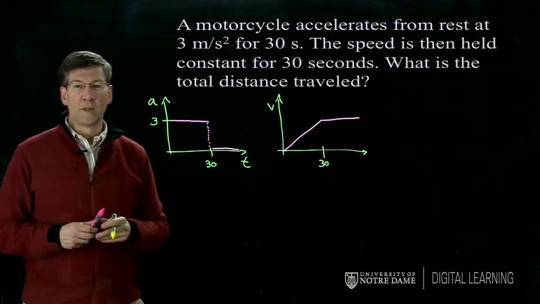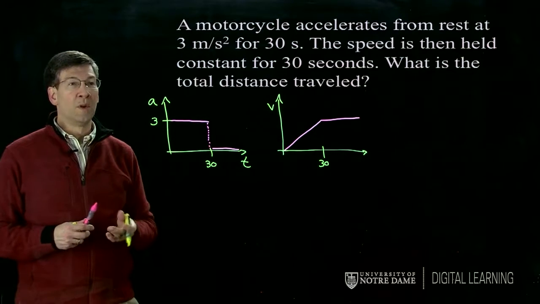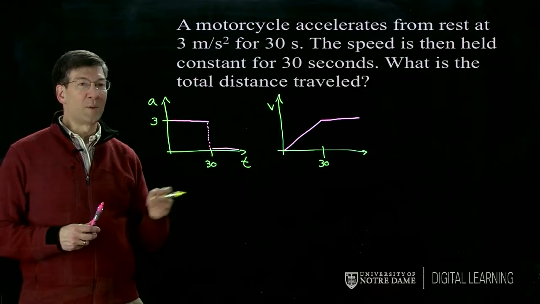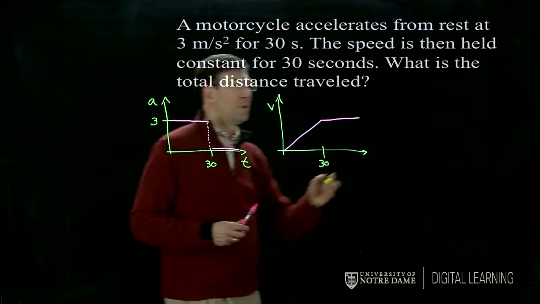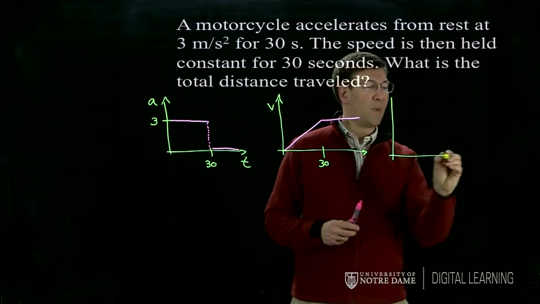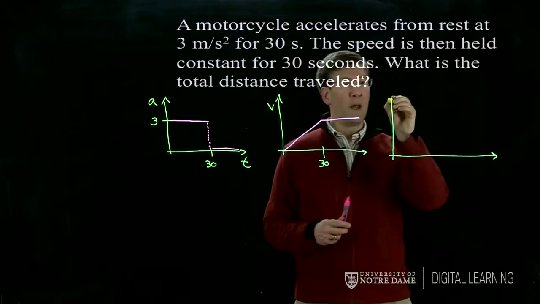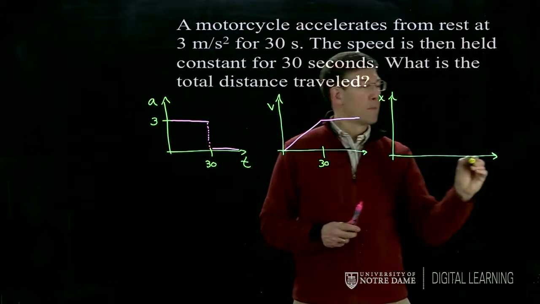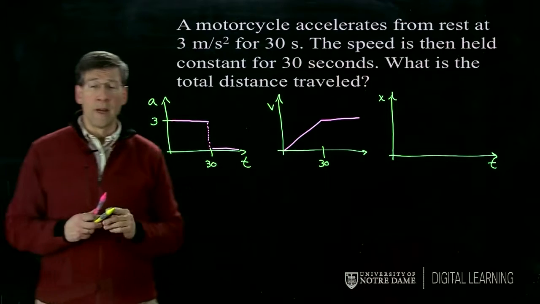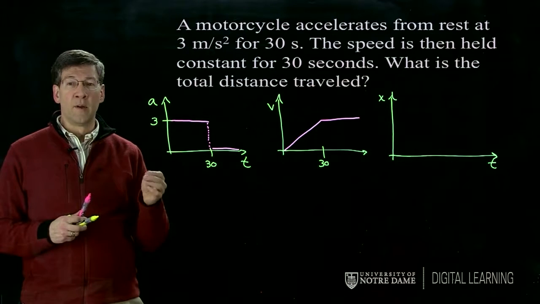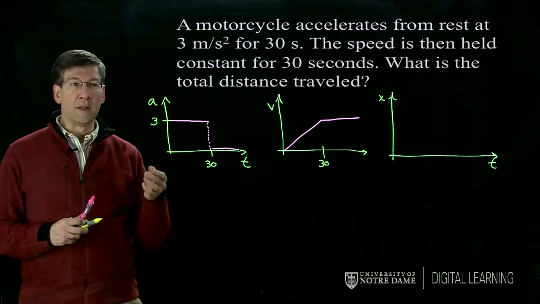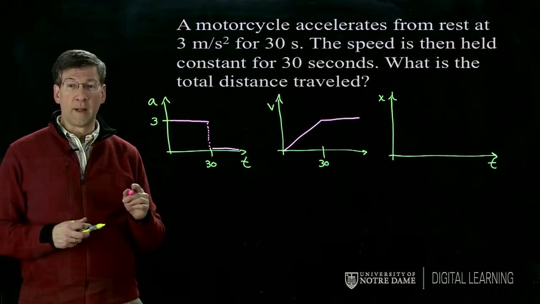And then the next thing to draw is the position versus time. Since we're actually trying to find the total distance traveled, this last one is going to be the important one. So the position versus time is going to look like this. So here's my time axis, here's my position. And so what we'll see is that since the acceleration is non-zero for the first part of the motion, we know from our kinematic equations that the distance is going to increase quadratically at that point.